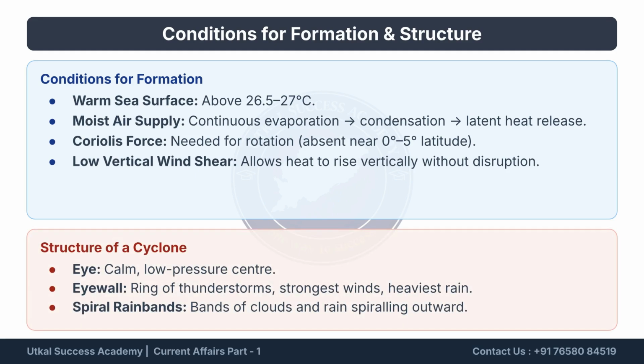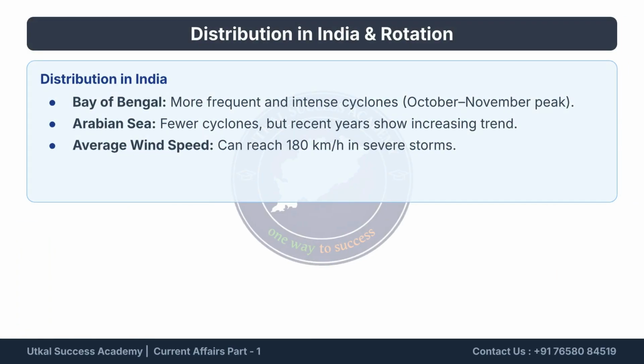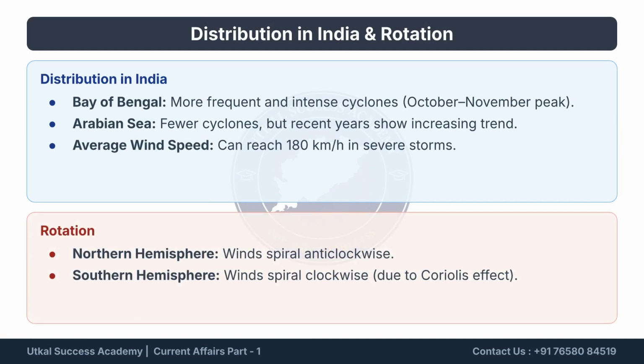A cyclone structure includes the eye, the eye wall, and spiral rain bands. In India, cyclones are more frequent and intense in the Bay of Bengal. In the Northern Hemisphere, winds spiral anti-clockwise, while in the Southern Hemisphere, they spiral clockwise due to the Coriolis effect.